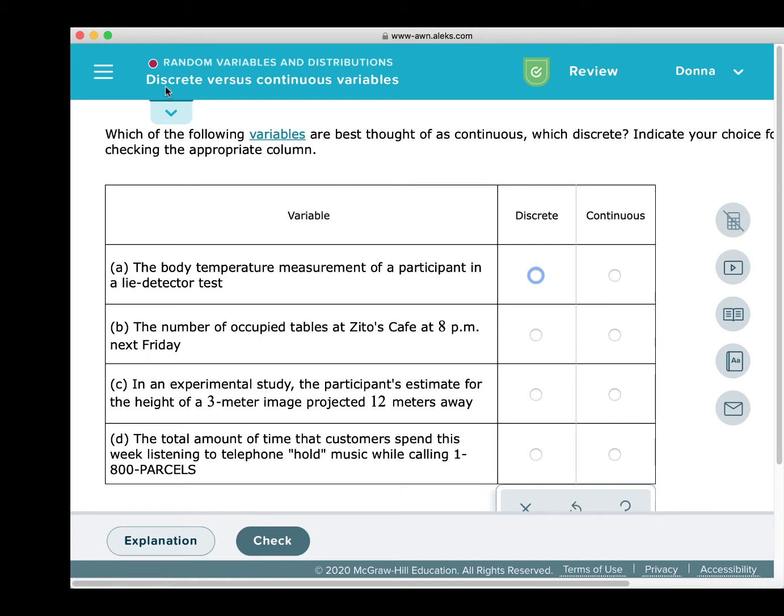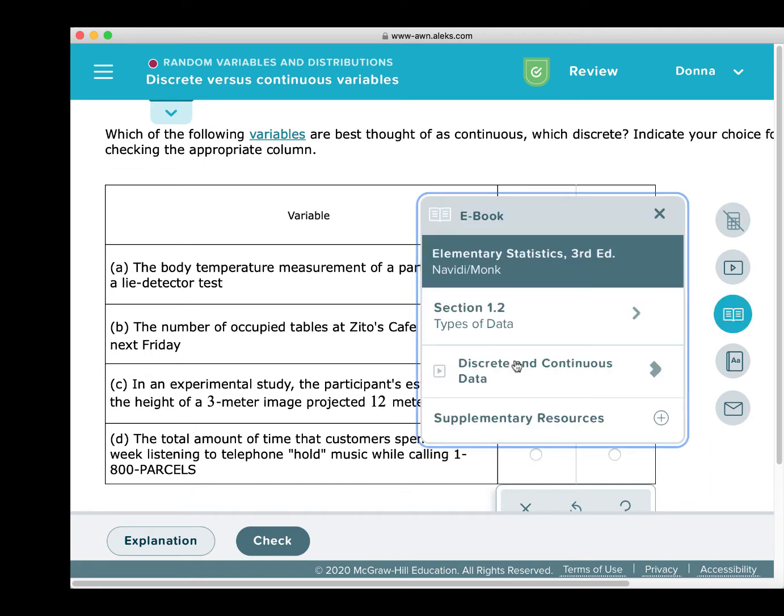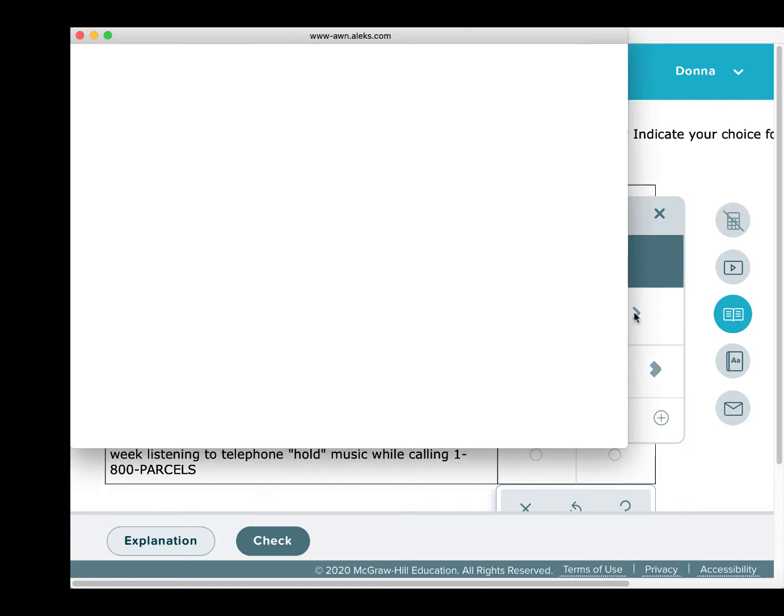I'm going to be doing a movie on discrete versus continuous variables. Before we start this exercise, let's use the ebook to make sure that we have an understanding of the concepts or the terminology. To the right, there's an icon that looks like a book and it says ebook if you hover your mouse over the icon. There's a video on discrete versus continuous, so you could watch that. But we're going to open up the ebook.